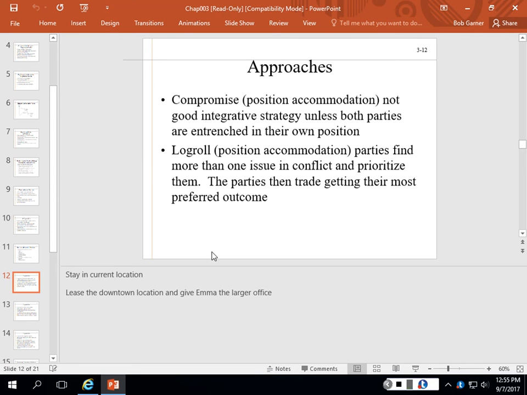Log roll is a position accommodation. Parties find more than one issue. You don't need to know that compromise is a position accommodation, that's a little nitpicky, but you need to know these definitions. All right, log roll: parties find more than one issue in conflict and prioritize them. They trade in getting their most preferred outcome. So that would be like there's 6 major issues. I would say, okay, pick one, and then I'll pick one, you pick one, I pick one, and so that's called log rolling.